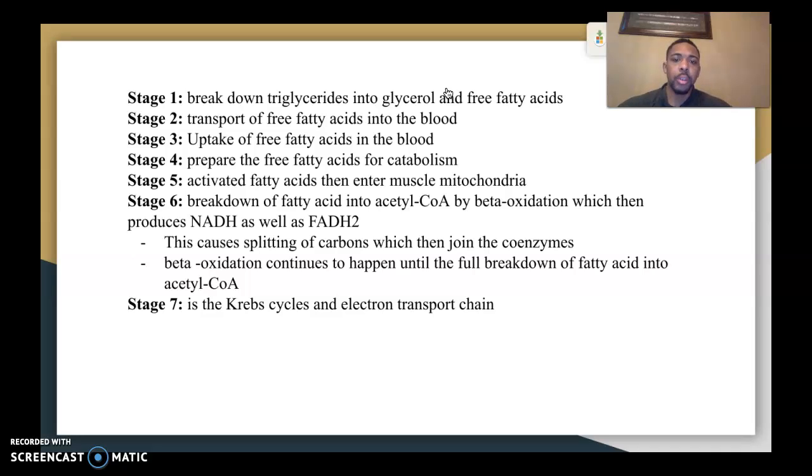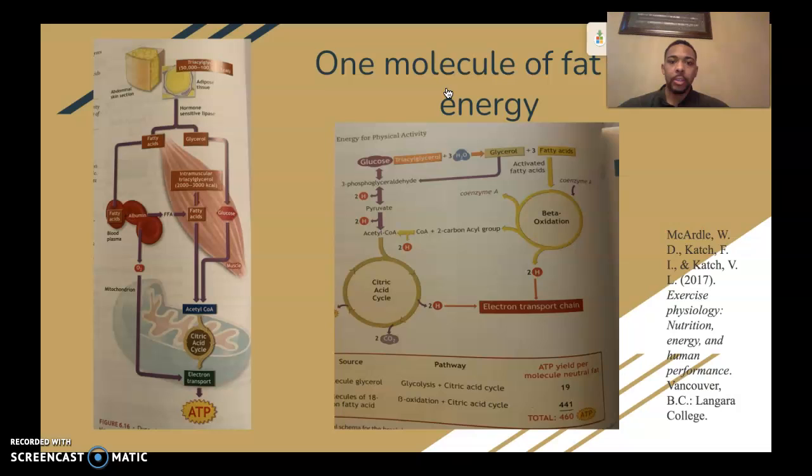This causes splitting of carbons, which then join the coenzymes. Beta oxidation continues to happen until the full breakdown of the fatty acid into acetyl-CoA, which then goes through the Krebs cycle and the electron transport chain. So let's go back to this.